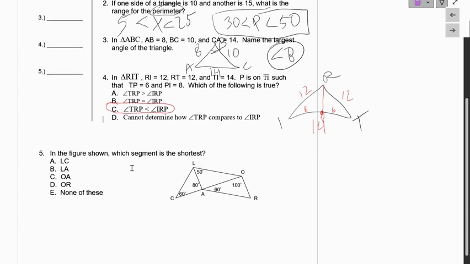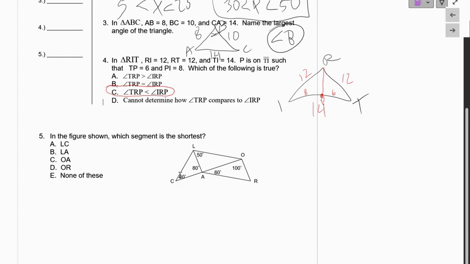All right, and then number 5 was very similar to the ones we just did. Hopefully you tried it out. It ends up that all of these answer choices are not the right ones. The correct answer would have been AC, but it is not an answer choice.